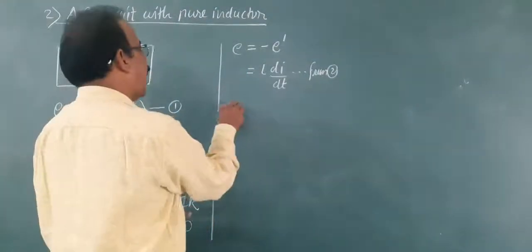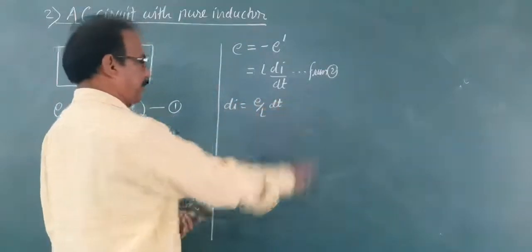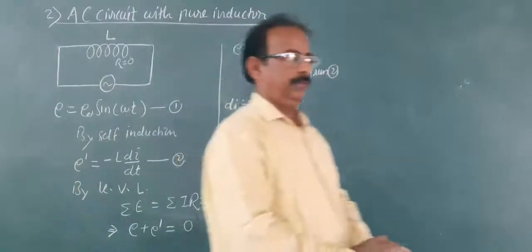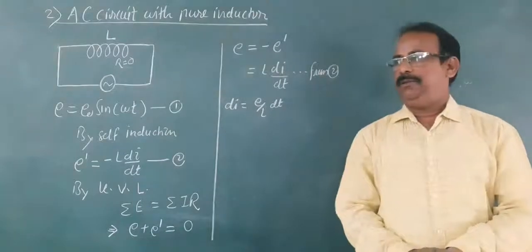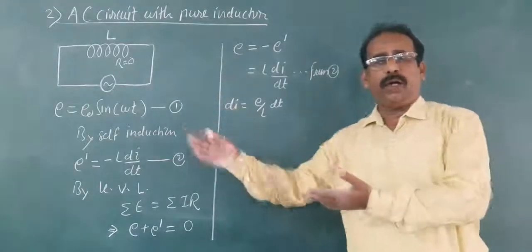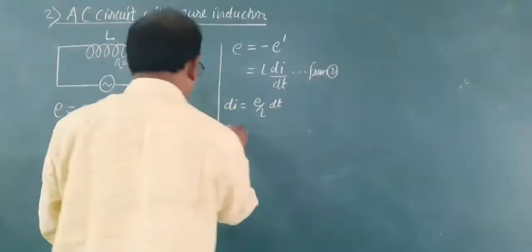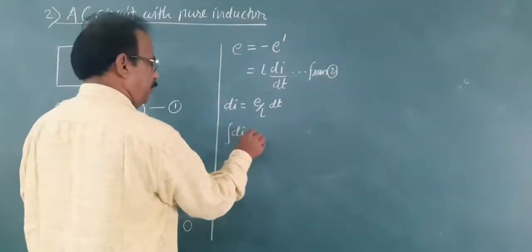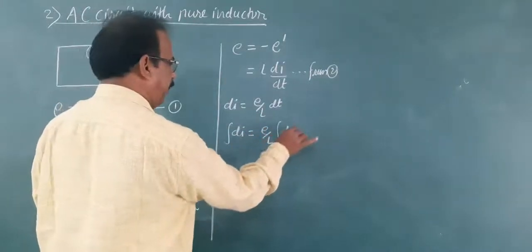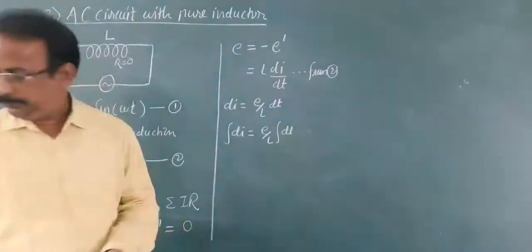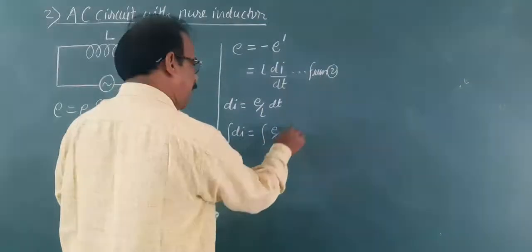From this, dI will come E by L times dt. To get total current in that circuit, take integration of both sides. Integration of dI equals integration of E by L dt.